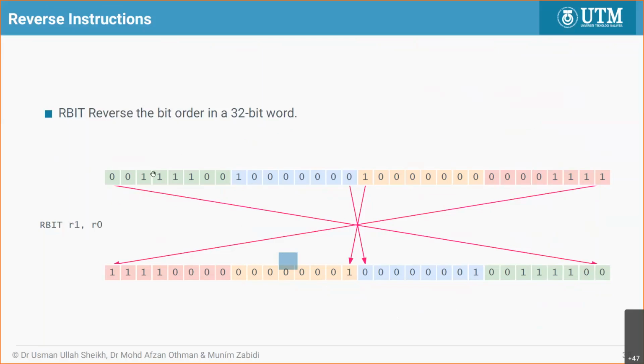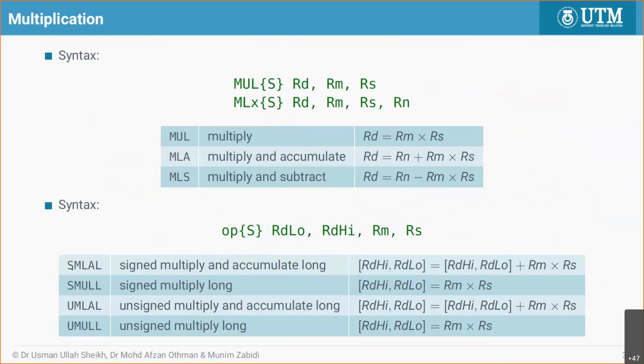Okay, so RBIT reverses all the bits. So bit 31 becomes bit 0, bit 30 becomes bit 1, bit 29 becomes bit 2, and so on. It's like that.